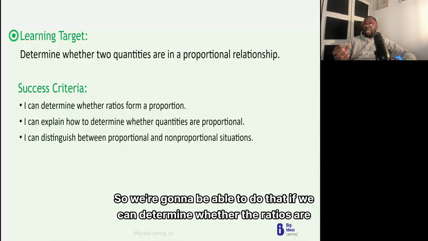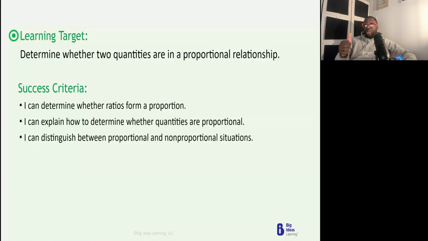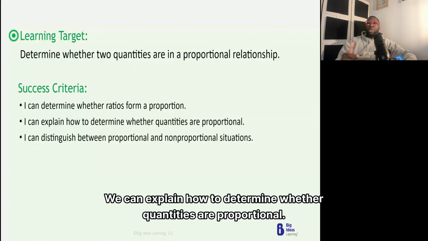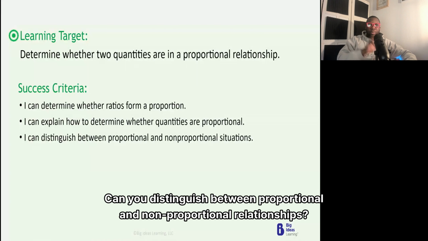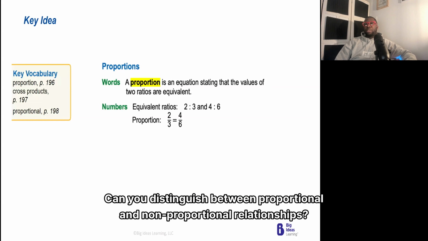We're going to be able to do that if we can determine whether the ratios are forming a proportion. We can explain how to determine whether quantities are proportional. And then lastly, can you distinguish between proportional and non-proportional relationships?